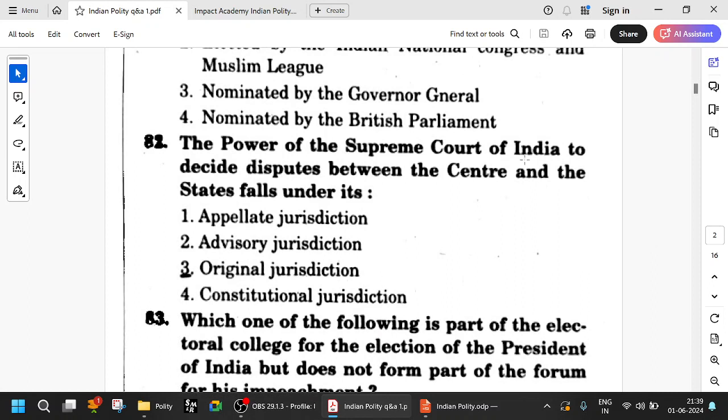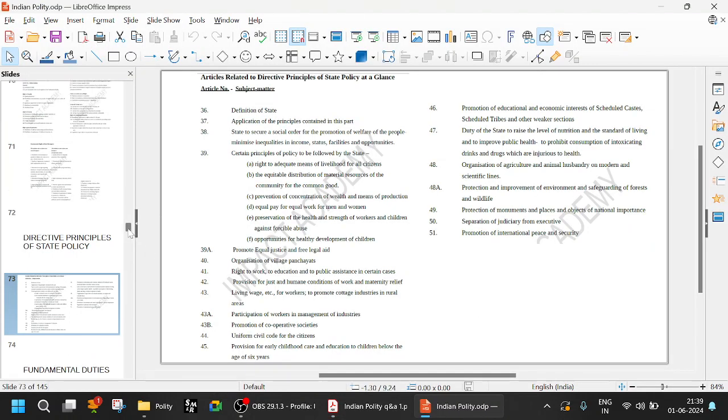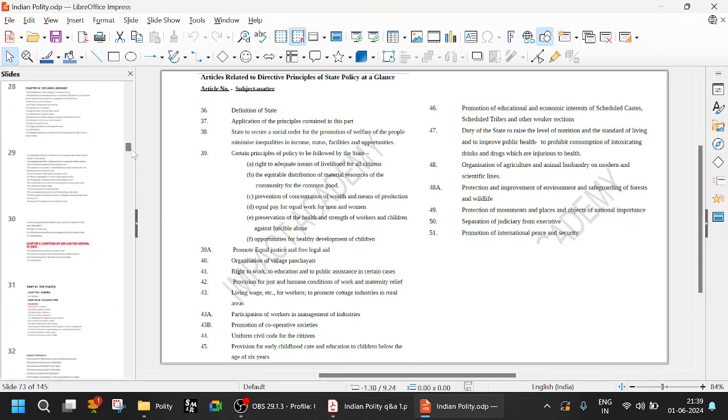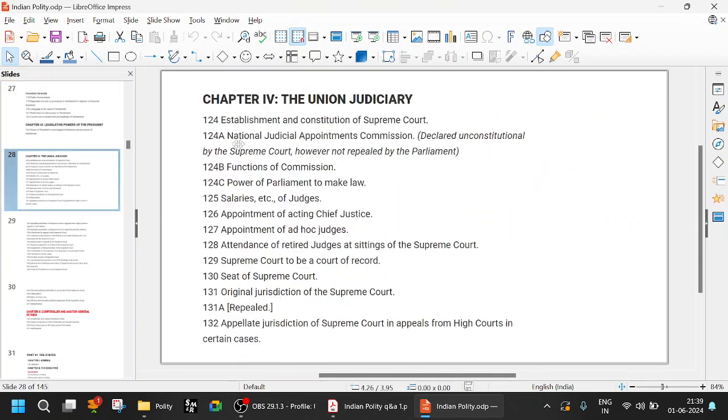The power of the Supreme Court of India to decide the disputes between the center and the states falls under the original jurisdiction. When I say Supreme Court, you have to remember a couple of articles starting from Article 124. Especially for Group 2, you have to see them multiple times. Article 124 talks about the establishment and constitution of the Supreme Court.